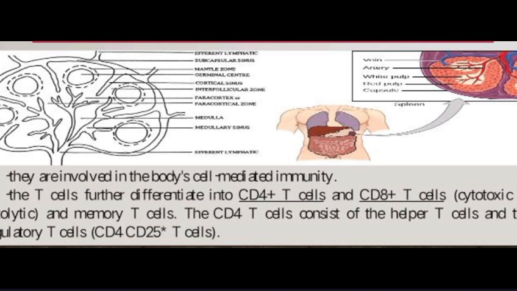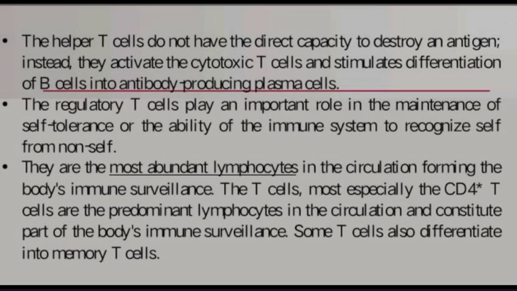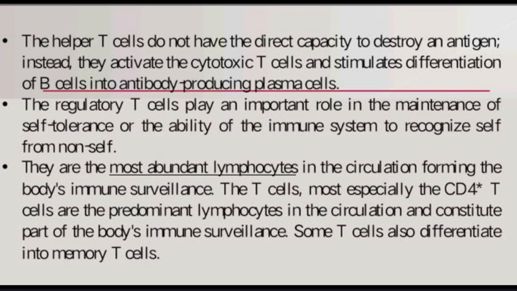The CD4 T cells consist of the helper T cells, and the regulatory T cells contain the CD4 and the CD25 T cells. The helper T cells do not have the direct capacity to destroy an antigen. Instead, they activate the cytotoxic T cells and stimulate differentiation of B cells into antibody-producing plasma cells. The regulatory T cells play an important role in the maintenance of self-tolerance, or the ability of the immune system to recognize self from non-self.